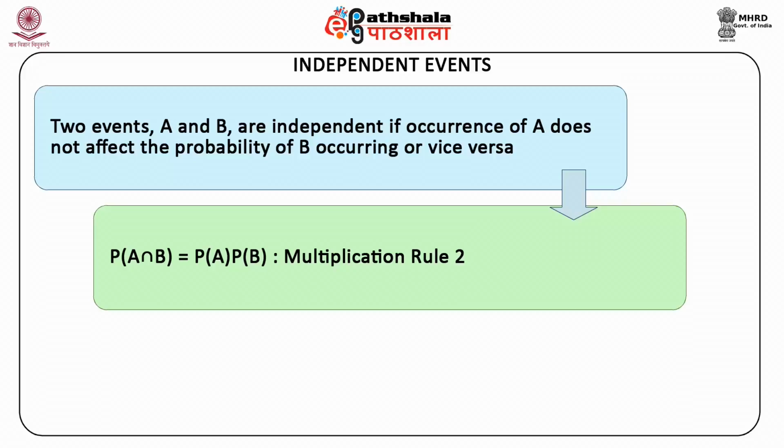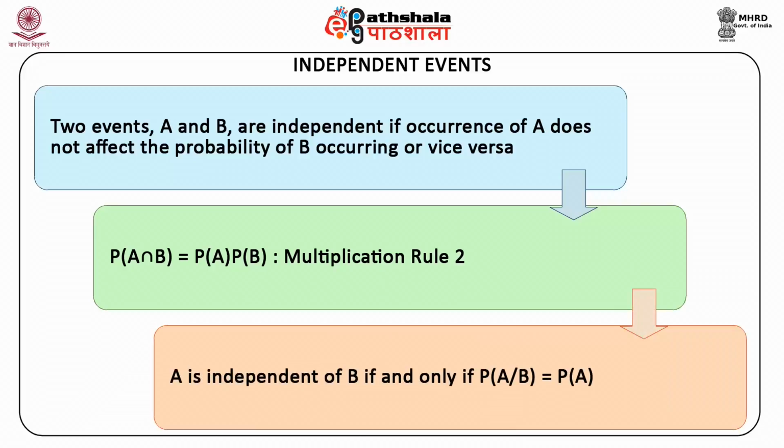Symbolically, two events A and B are independent in a sample space S if and only if probability of A intersection B is equal to probability A into probability B. Hence, when the events are independent, to find their joint probability, multiply the probabilities of each event occurring separately. This is multiplication rule 2.